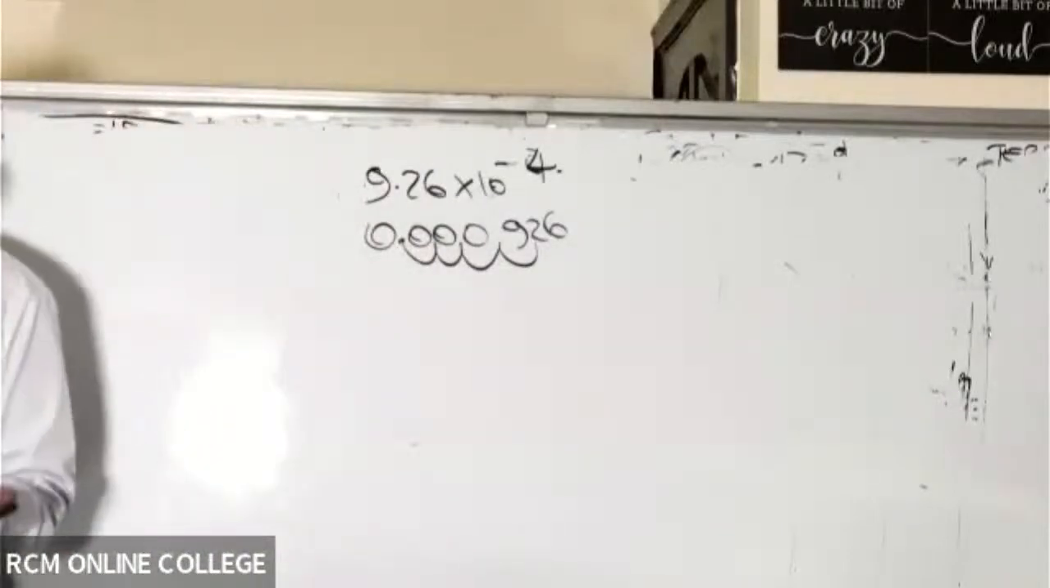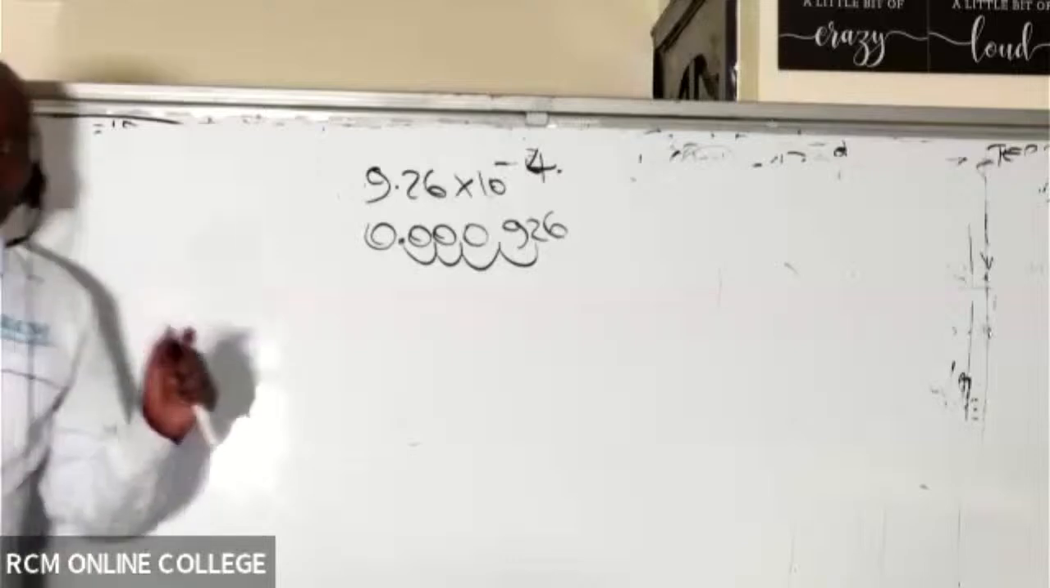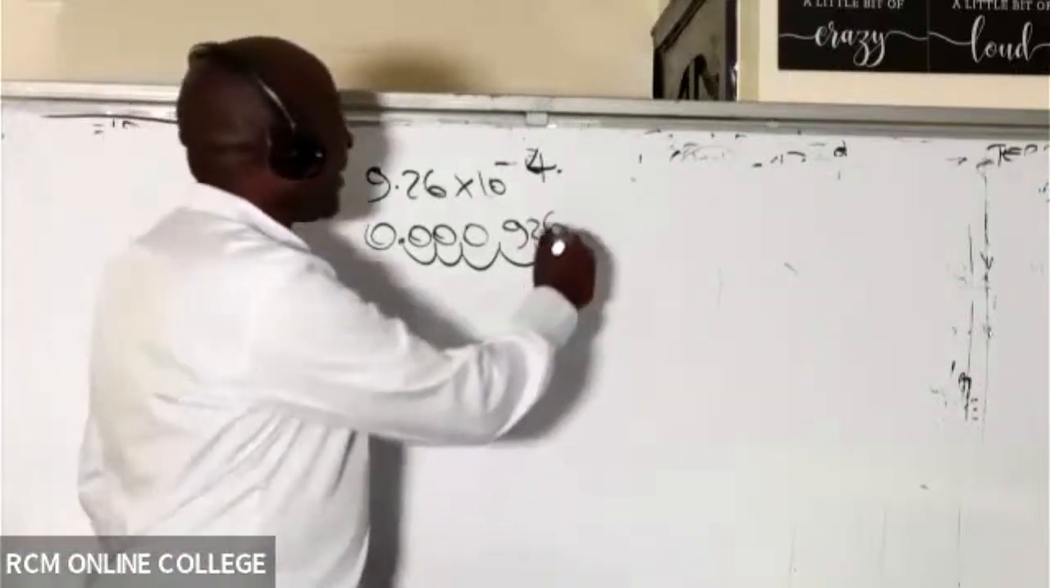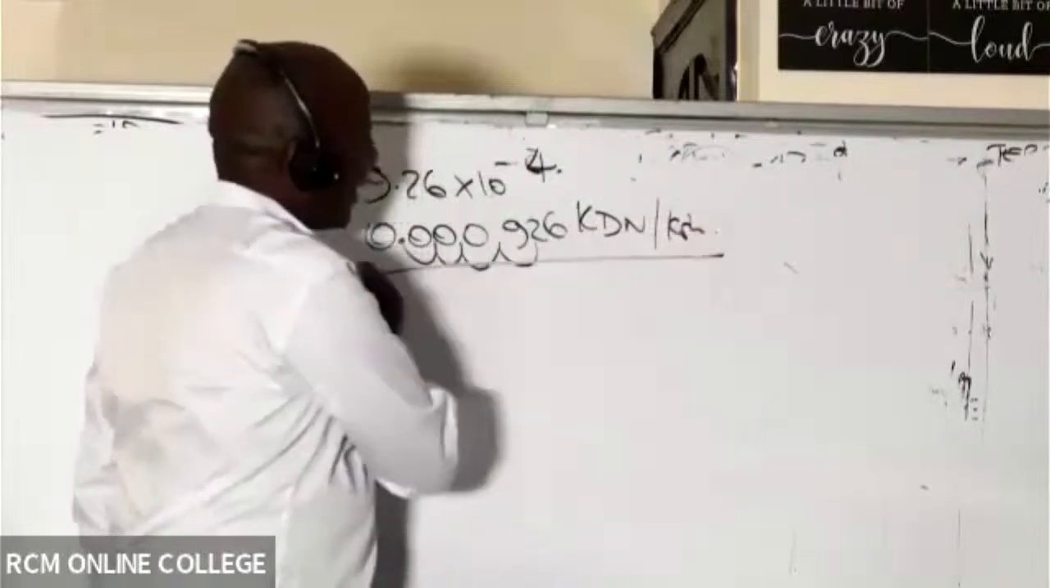We shall overcome. We shall overcome. All right. So in this case here, these are still Kuwait dinars per what here? Per Kenya shilling.